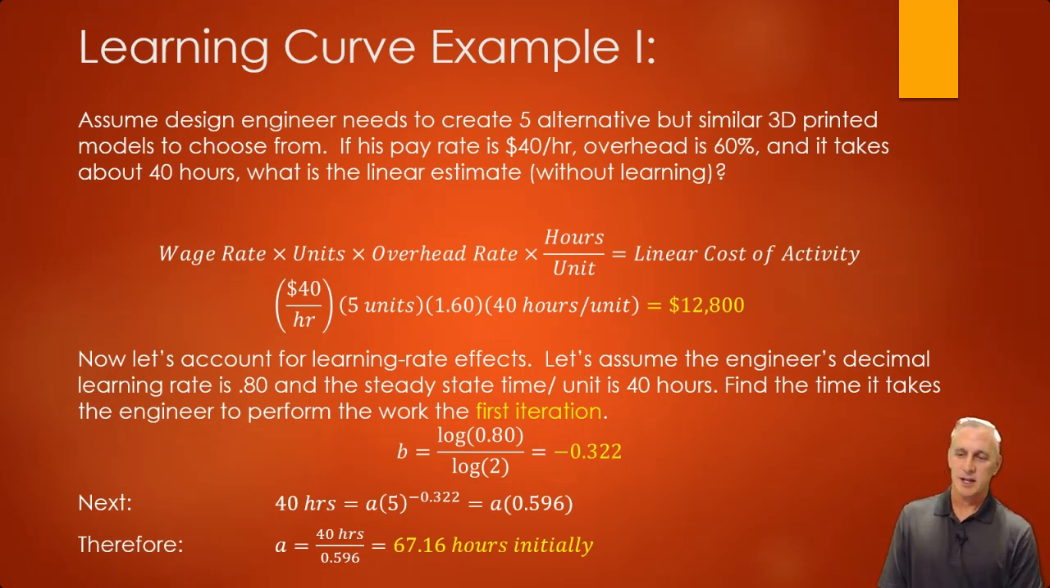So we calculate A here, which is the first time. So we divide the 40 hours for the 5th time by 5 to the negative 0.322, which is 0.596, and then we get 67.16 hours. So that is actually the initial amount of time it took them the first time to do it. So if we were estimating what it took them to do the 5th time, because it's the 5th time, not the first time, that's actually an underestimate.